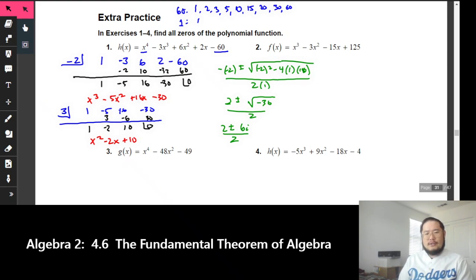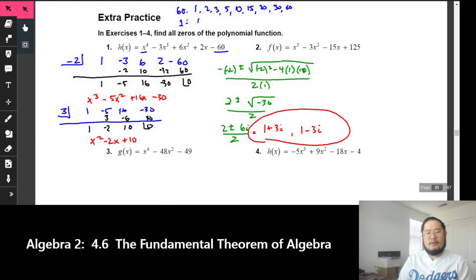So my actual answer right here that I will get is 1 plus 3i and 1 minus 3i. Okay, so we have a total of 4 solutions. These 2 right here, we've got -2 as another, and then also +3 as the last one. There are 4 solutions.